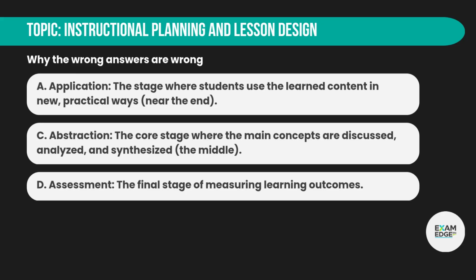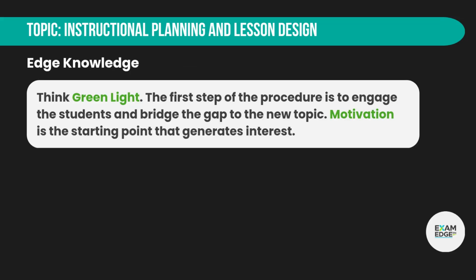A. Application. The stage where students use the learned content in new, practical ways, near the end. C. Abstraction. The core stage where the main concepts are discussed, analyzed, and synthesized, the middle. D. Assessment. The final stage of measuring learning outcomes. Edge knowledge. Think green light. The first step of the procedure is to engage the students and bridge the gap to the new topic. Motivation is the starting point that generates interest.